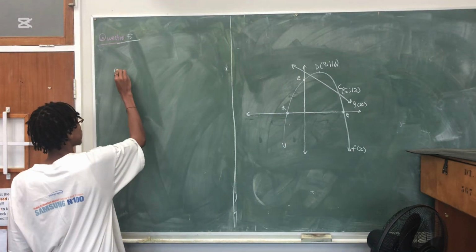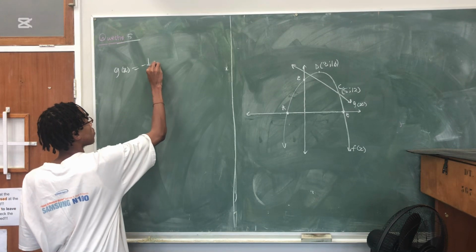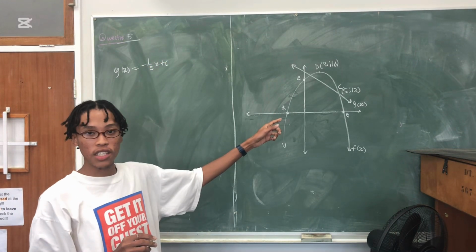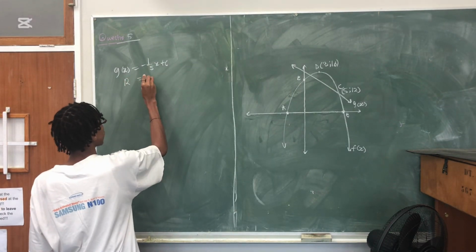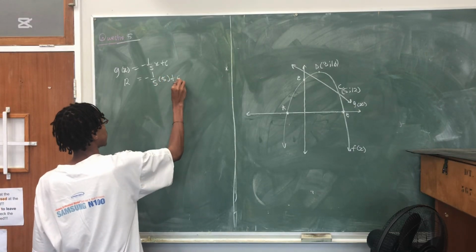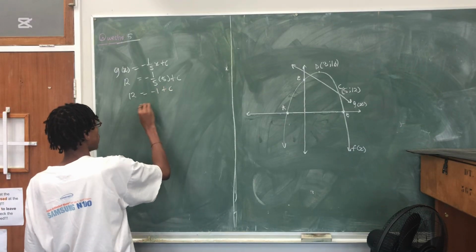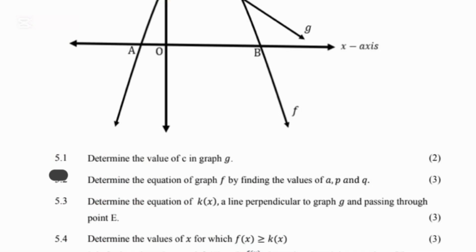We are given that the function g of x has the equation -1/5x plus c. We're going to use the coordinates of C to find our small c, where 12 equals -1/5 multiplied by 5 plus c. 12 is equal to -1 plus c, so c is going to be 13.